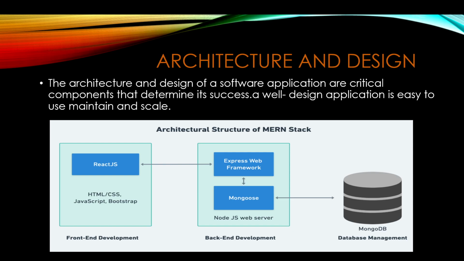Architecture and design. The architecture and design of a software application are critical components that determine its success. A well-designed application is easy to use and maintain. The architecture of the MERN stack consists of three parts: front-end development, back-end development, and database management. Front-end development contains HTML, CSS, JavaScript, and Bootstrap, and the back-end contains the Express web framework and MongoDB.